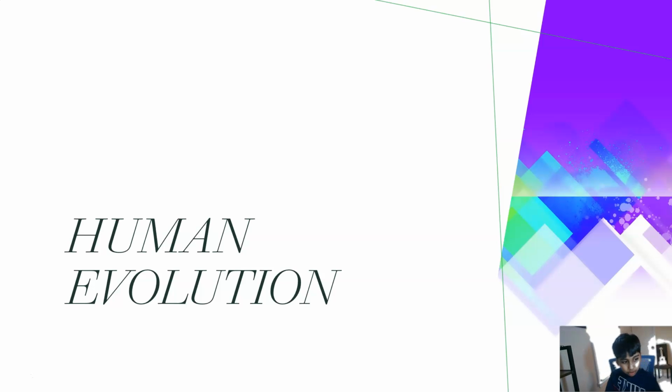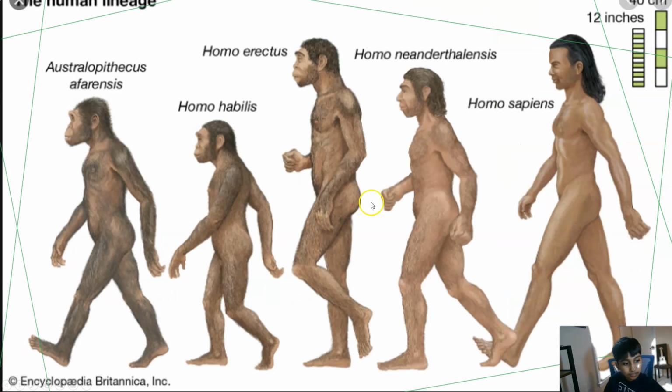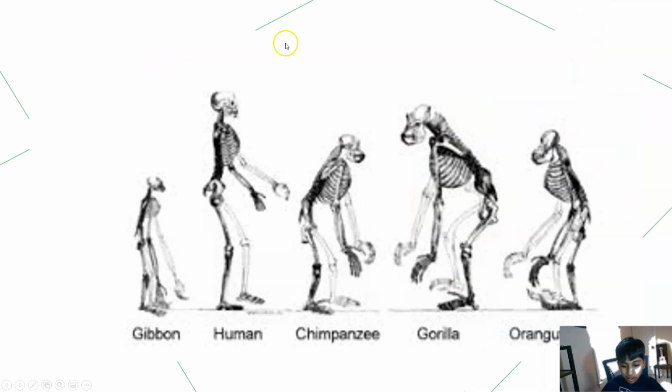Now we go to the slides. So there are many types of humans. Like I said, Homo erectus, Homo neanderthalis, and Homo sapiens, which is us. And there's Homo habilis and Australopithecus. These are all humans, different species of humans. Okay, but now I'll show you all of the species of great apes.